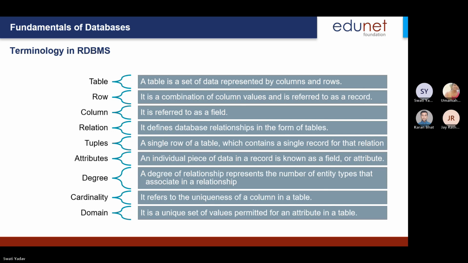Degree is the degree of relationship which exists within your number of entity types in an association. Cardinality is the uniqueness of your column in a table. We'll discuss it again.